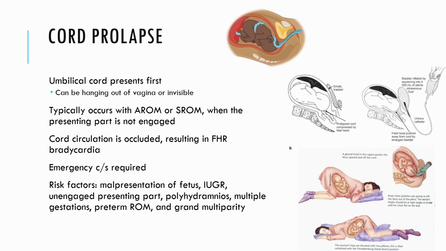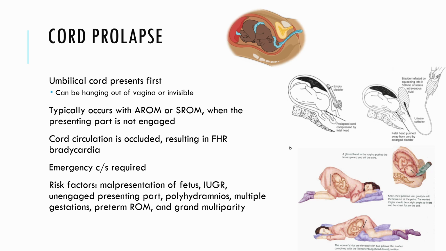Now, typically it occurs when the water breaks and when the presenting part is not engaged. So remember when I said back for the AROM, it's really important that that presenting part is engaged. This is why. Because if not, when that water breaks, that cord can come down and come out first. If that happens, the circulation of that umbilical cord gets occluded and it results in fetal heart rate issues. So we'll either start seeing variable decelerations, prolonged decelerations, and then eventually it will become bradycardic. It'll just stay down.